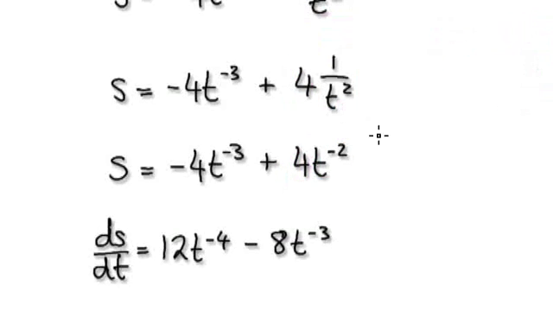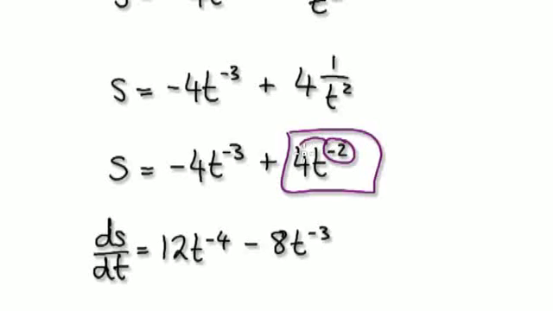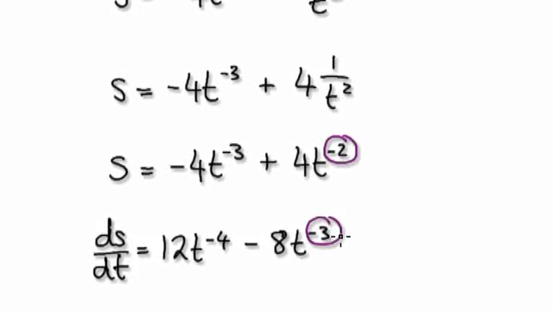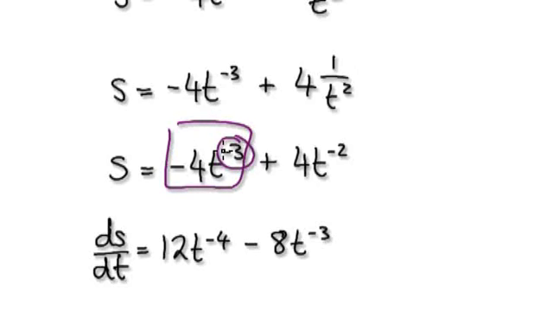So once you're here, then you can just remember this thing gets multiplied downwards. So it would become 4 times minus 2, which would be minus 8 here, and then this minus 2 gets minus 1, so it will become a minus 3. And then this thing here is quite straightforward.